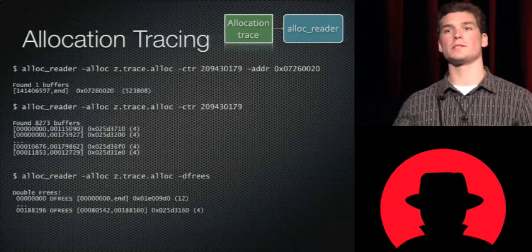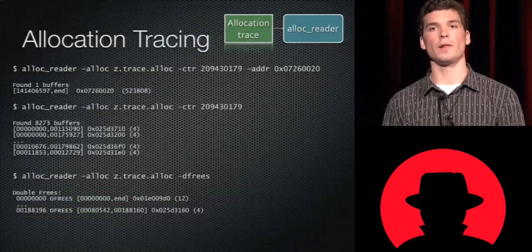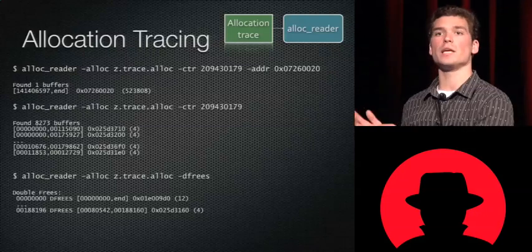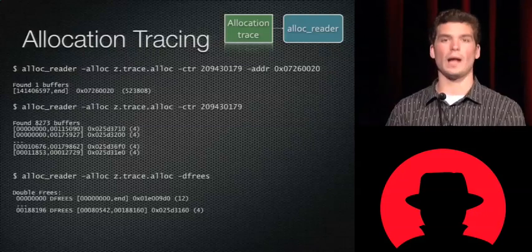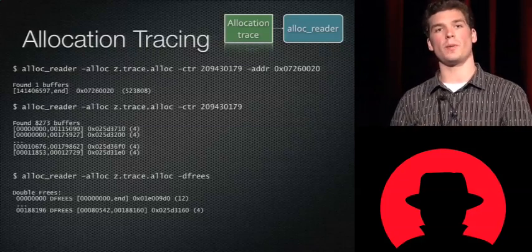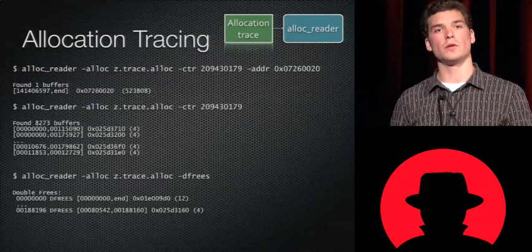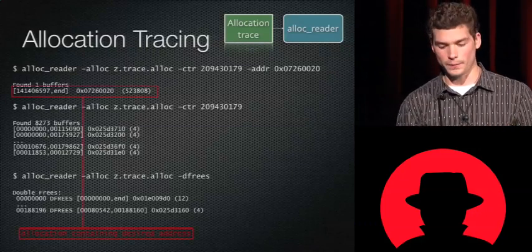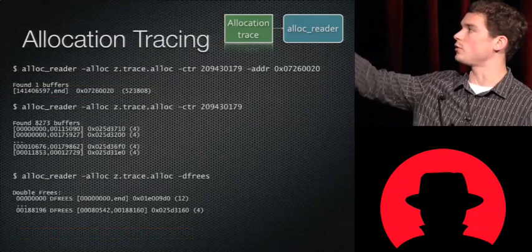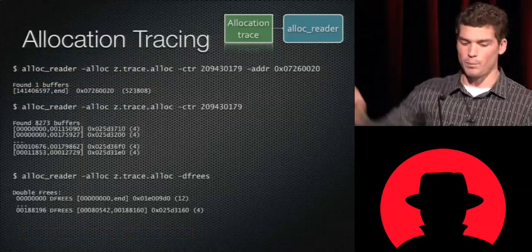Okay, so a large class of vulnerabilities are related to dynamically allocated memory. I mentioned we have this allocation trace file, and we have a tool, allocreator, which parses this file and can tell us which allocation corresponds to any given address. At the top we run it on address 7260020 hex, and it tells us it found one buffer, right?